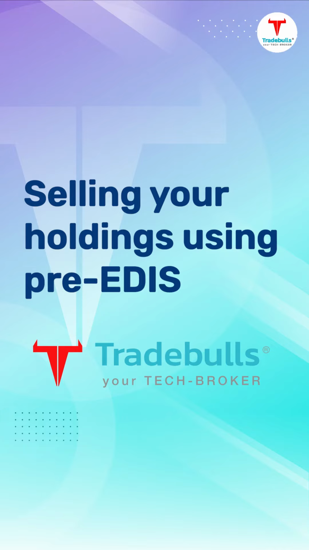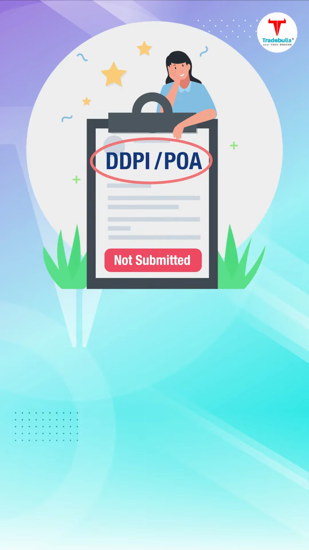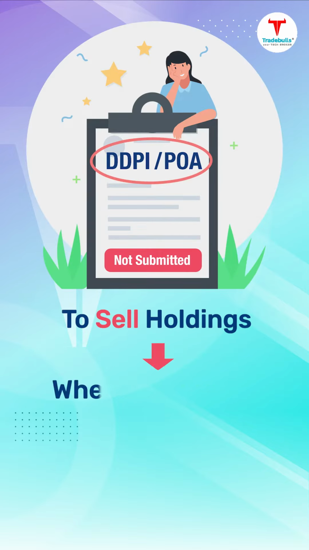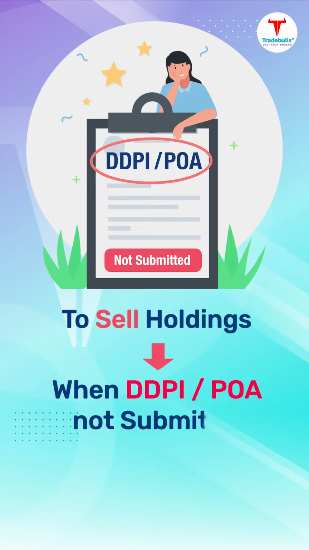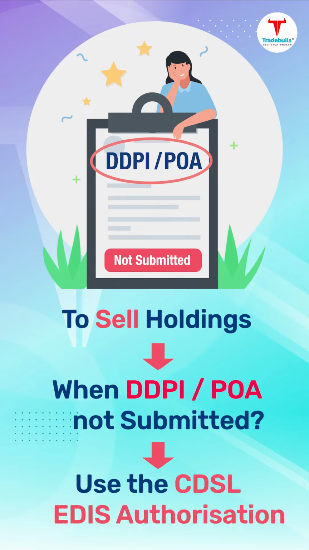Selling your holdings using Pre-EDIS. If you haven't submitted your POA or DDPI for your demat account, then this video is for you. You can simply use the CDSL Pre-EDIS authorization to sell your holdings seamlessly.